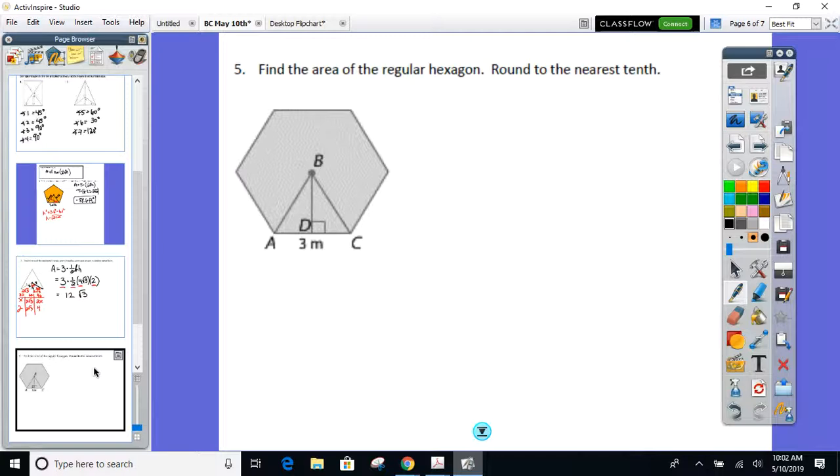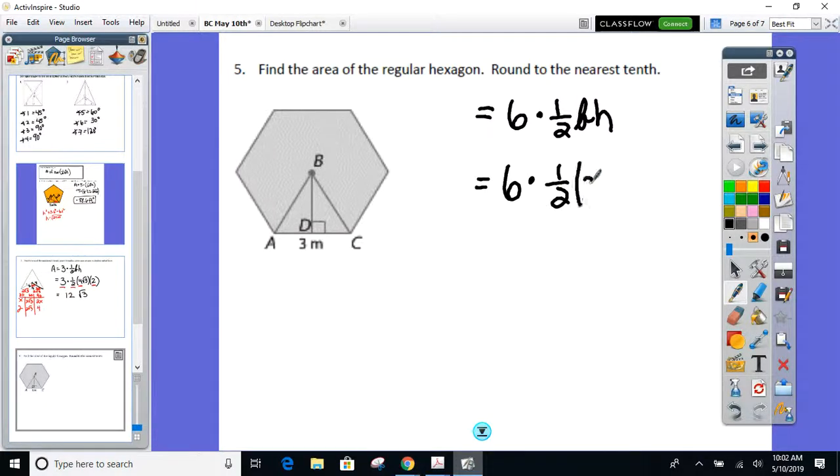5 now. Hexagon. How many triangles are going to get formed? So it's going to be 6 triangles times 1/2 base times height. Ooh, I gave you a little treat at the beginning here. What's that 3? That's your base, yeah. So 1/2, 3. Now I'm looking for the height.